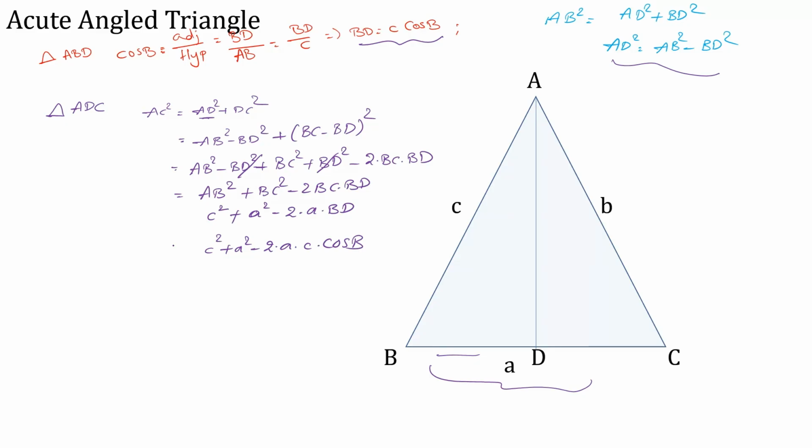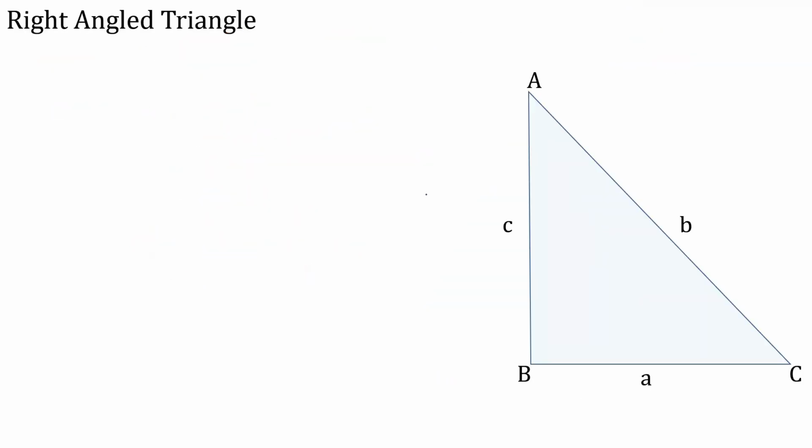So here we have AC square on the other side. AC square can also be written as small b square. So small b square is equal to c square plus a square minus 2ac cos B. This is the cosine rule. Now in a similar way, we can solve for a right angle triangle also.